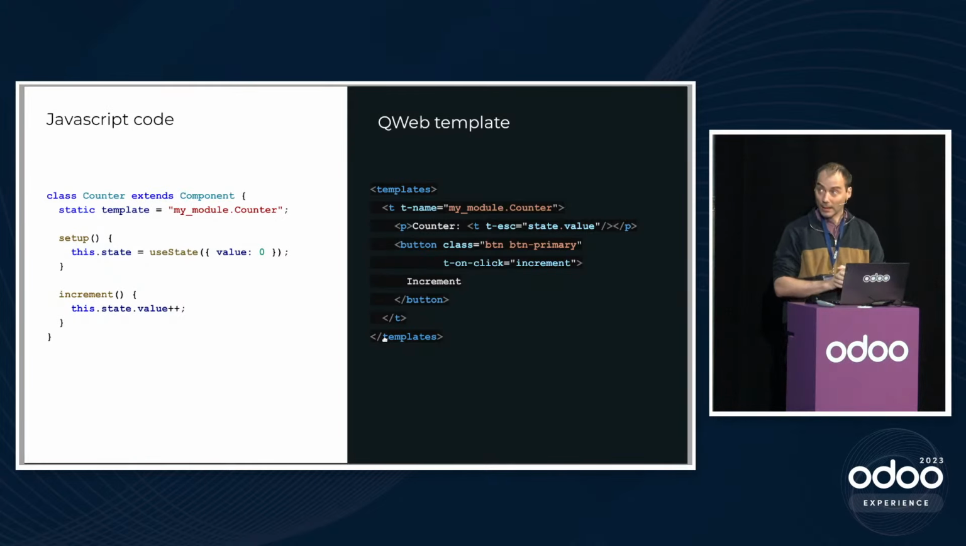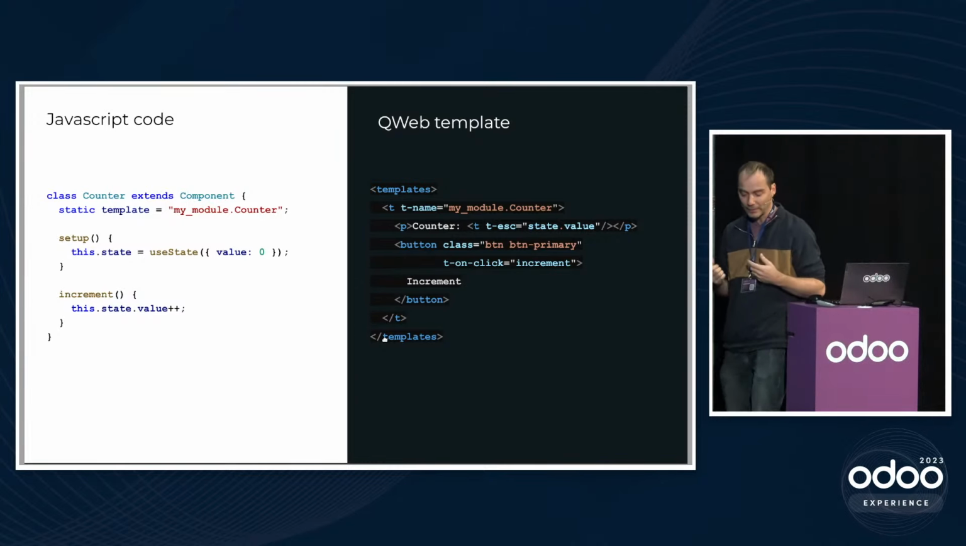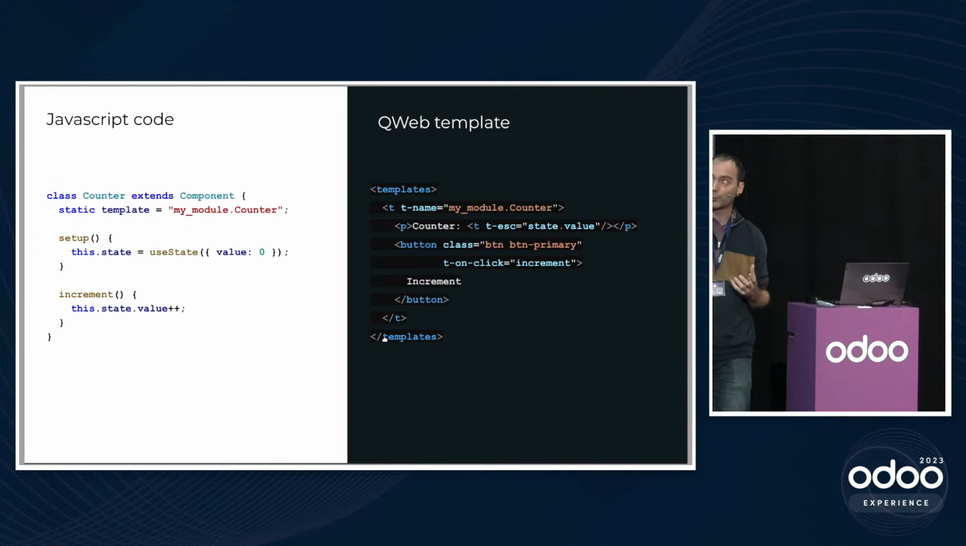Okay, and this is an example of what a component looks like in OWL. Usually you have two main parts. You have the JavaScript code and the template in QWeb language. And sometimes you have some styles, but I will not talk too much about CSS. That's really not the topic of this talk.